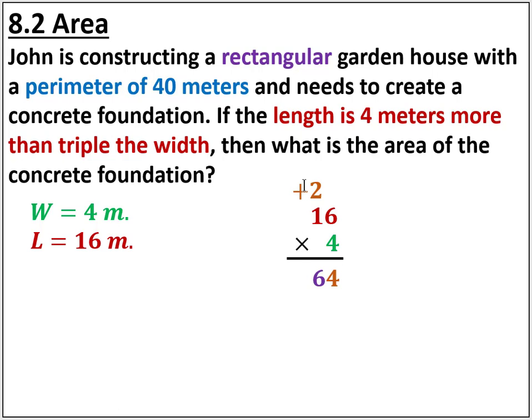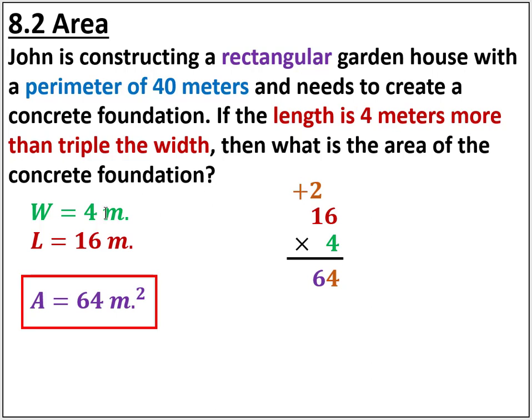Now however, since we're multiplying with units, we have to remember that when we multiply meters by meters, that's going to be meters squared. So my area is going to be 64 meters squared. Make sure to keep in mind that when you find an area, multiplying the units together makes them squared. If you were to do this with feet, then the area would be feet squared. So keep that in mind.